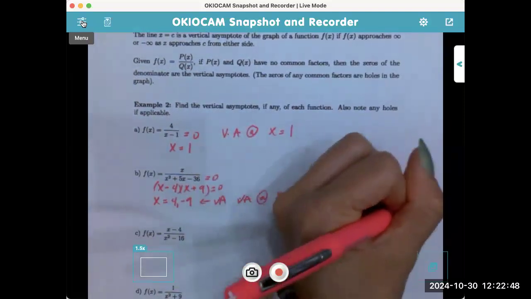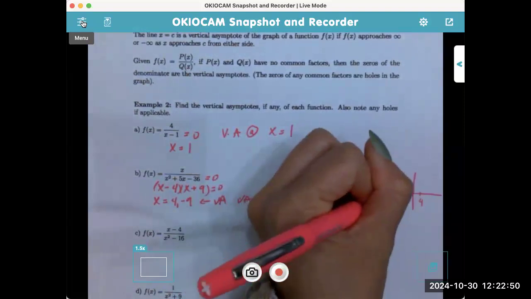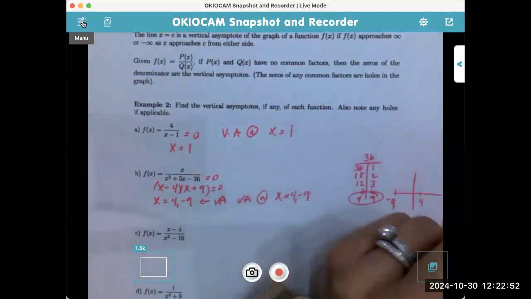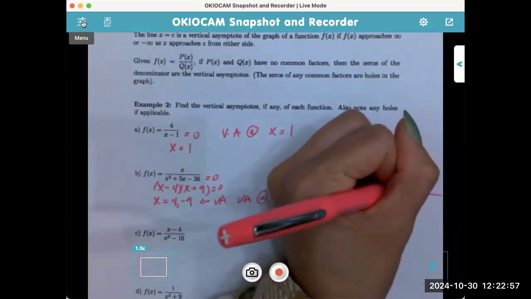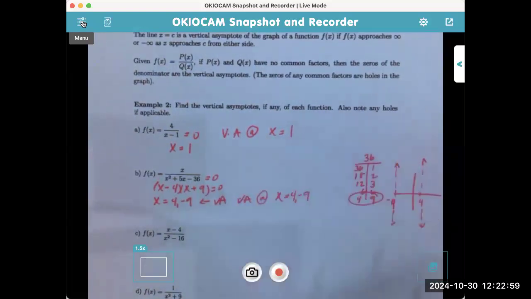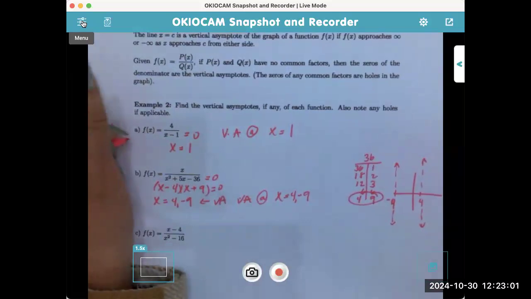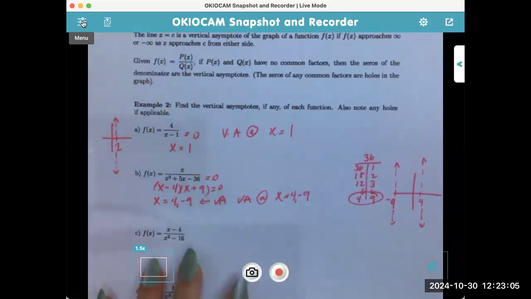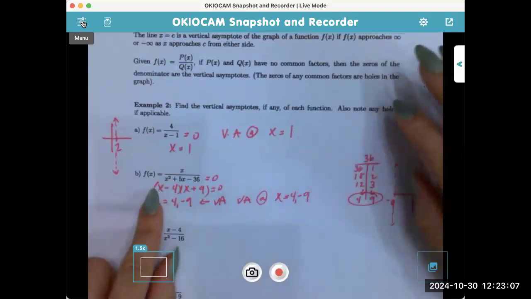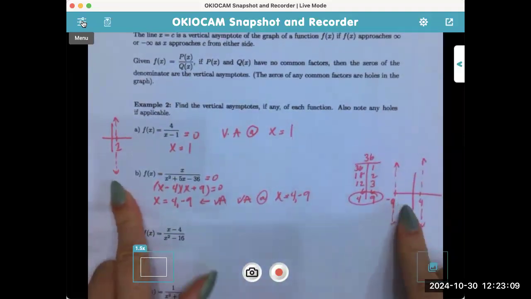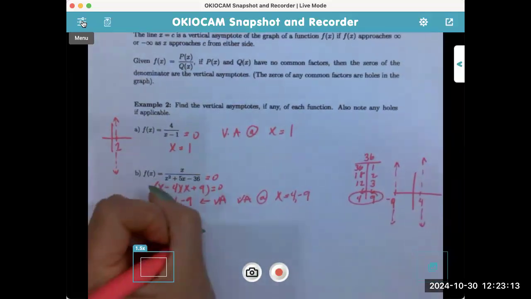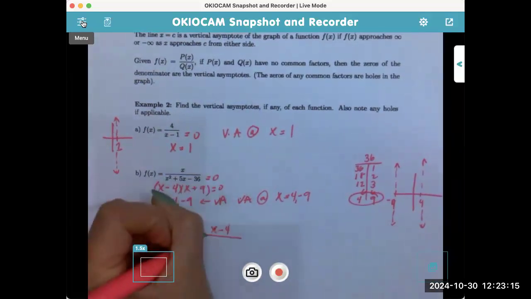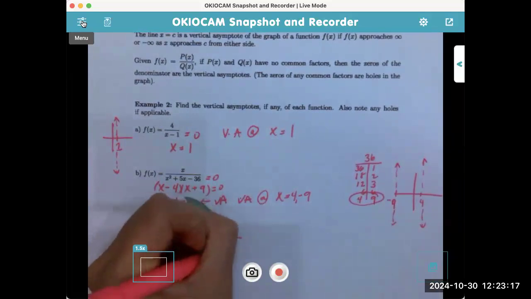So on a graph, if here's 4 and here's negative 9, we would just represent them with these dotted vertical lines. Same thing would happen here. This is 1 represented by a dotted vertical line, because technically it's invisible. We did see in class, but remember that you need to make sure that it is in lowest terms.